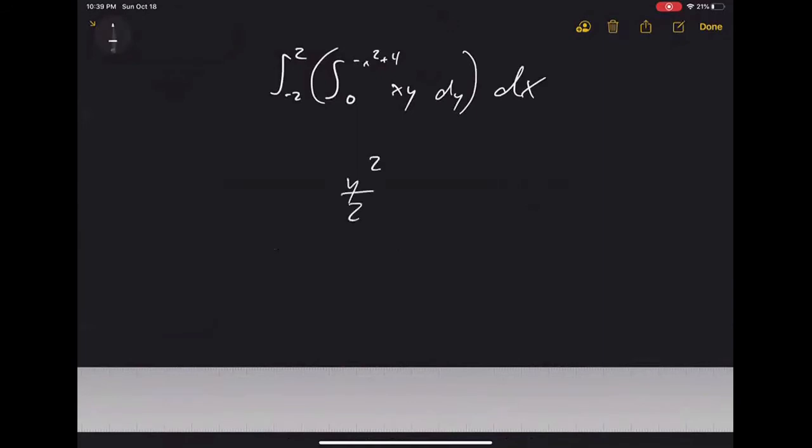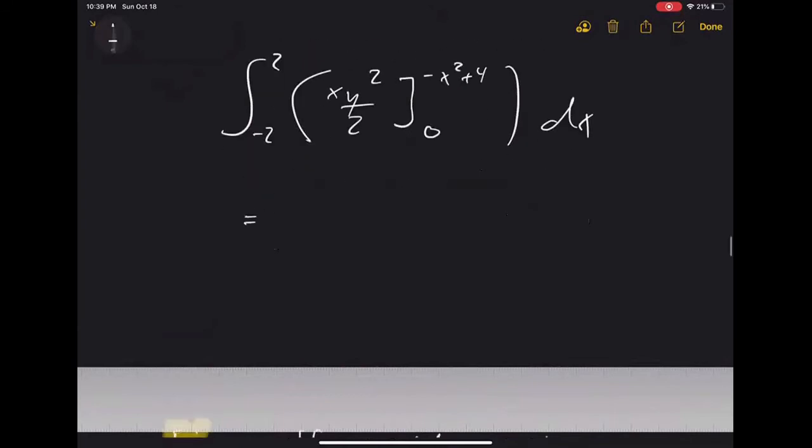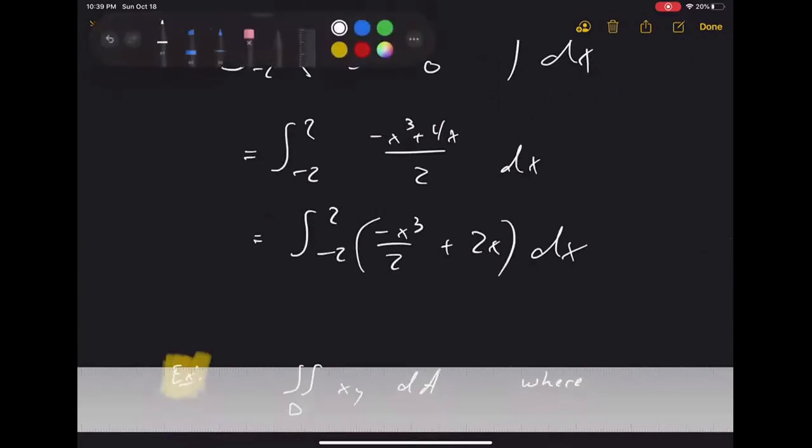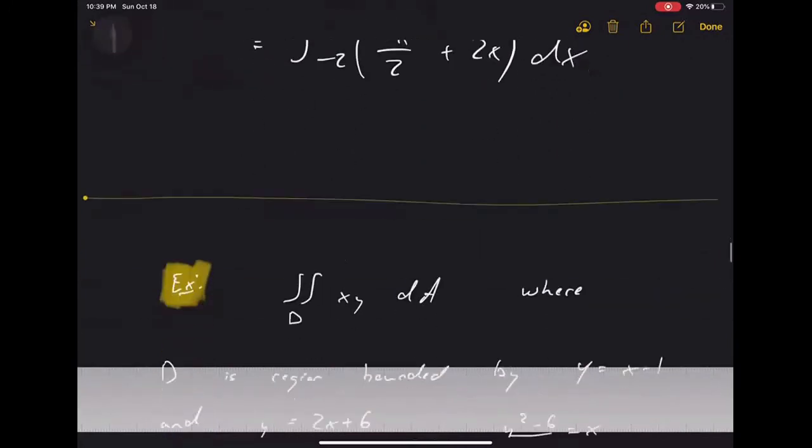So y squared over 2, xy squared over 2, evaluated from negative x squared plus 4 to 0. We can simplify this if we like. Now integrating in terms of x.